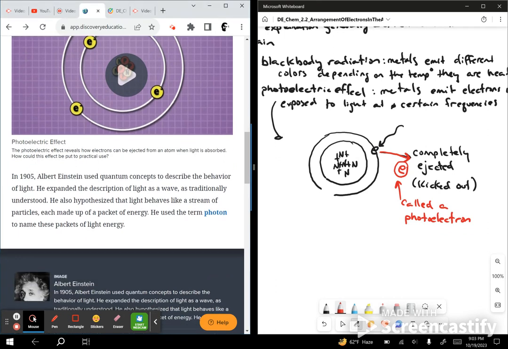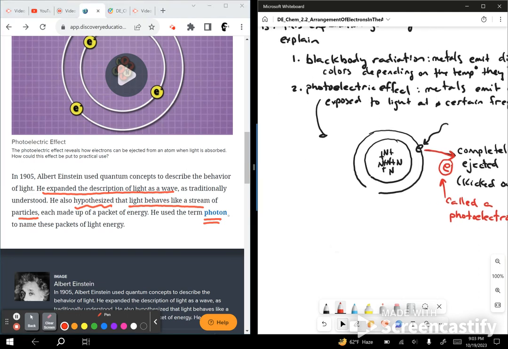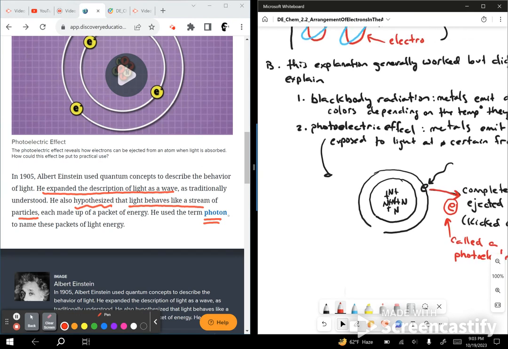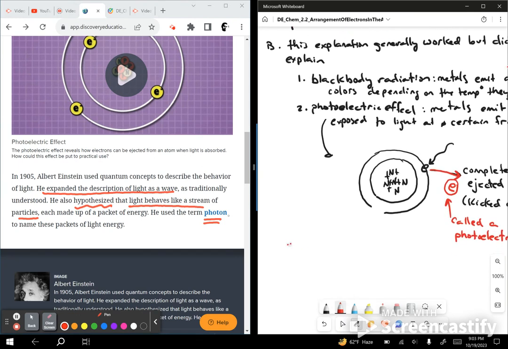In 1905, Albert Einstein used quantum concepts to describe the behavior of light. He expanded the description of light as a wave. So he argued that it wasn't just a wave, but he hypothesized that light behaves like a stream of particles. And he used the term photon to describe those particles.